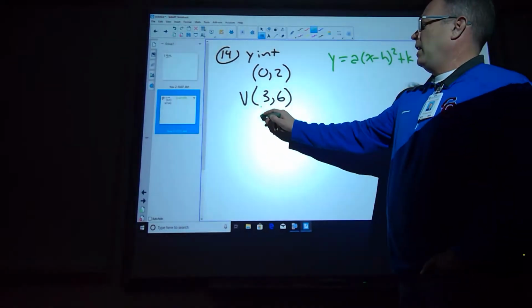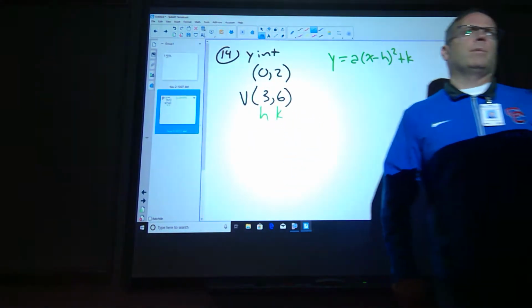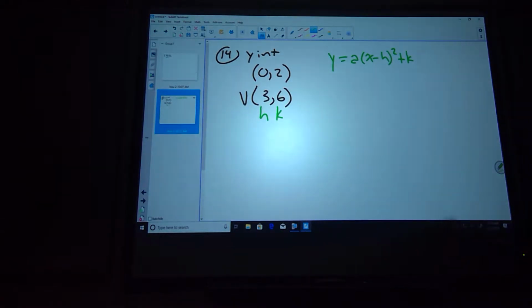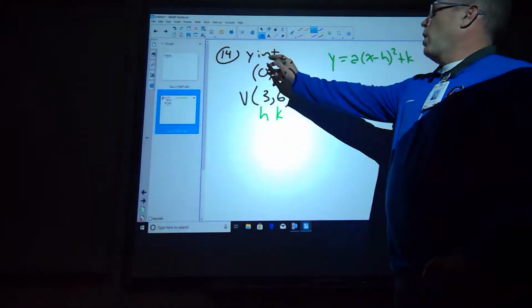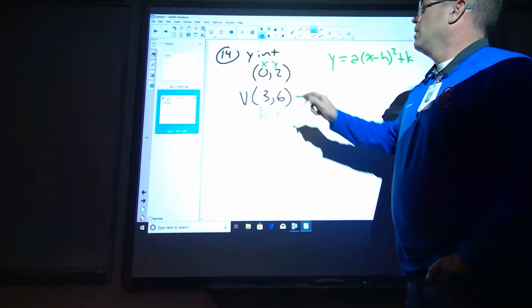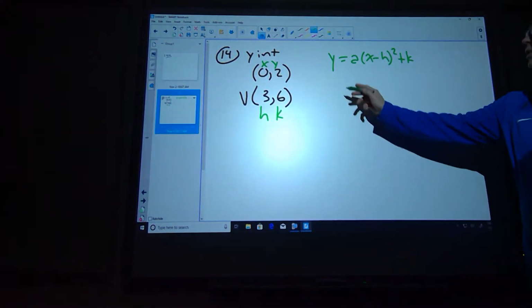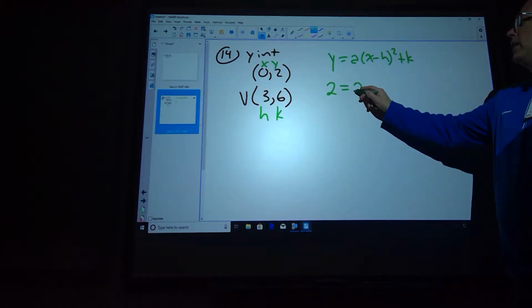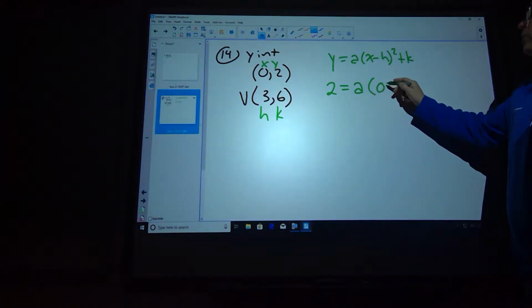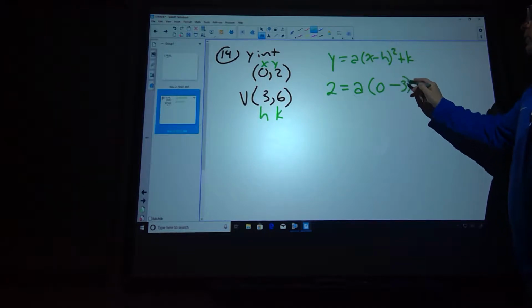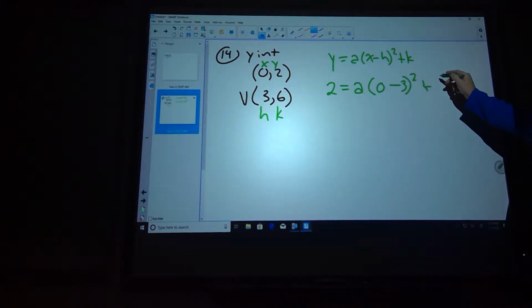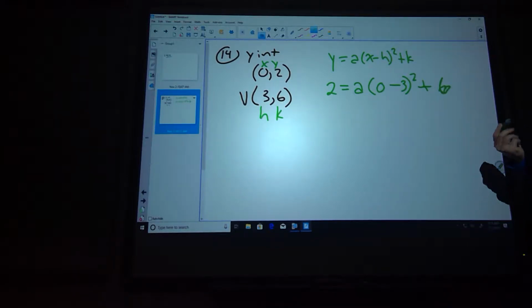So can I label this H and K? And does everyone feel comfortable why the vertex is labeled H and K and I didn't use X or Y? And then our y-intercept, that's fine. But we're going to label that X and Y. So then I'm just going to plug in. I don't know what my A value is. My X value is 0. My H value is 3, squared, plus 6. All right, that's a 6.